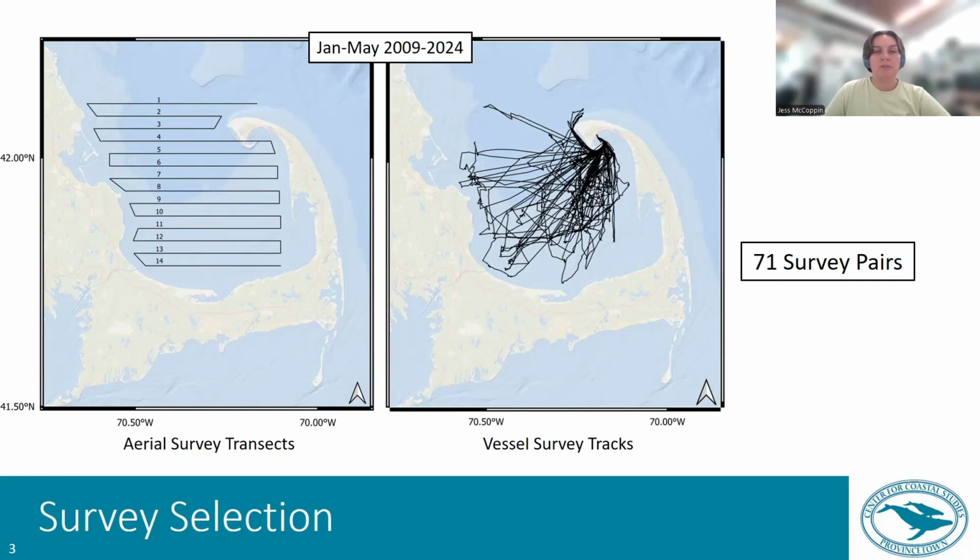The aerial surveys are represented by the transect lines in the left figure, and each vessel survey path is shown in the right figure.